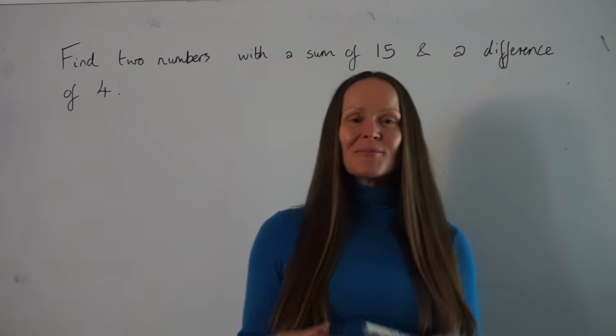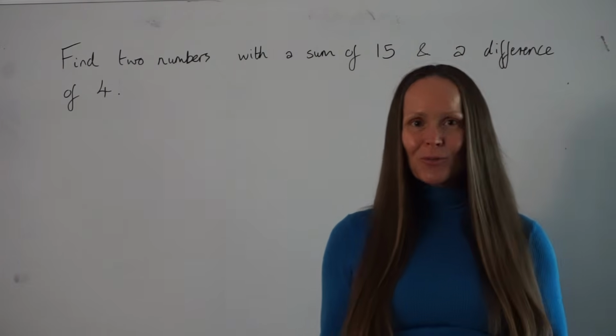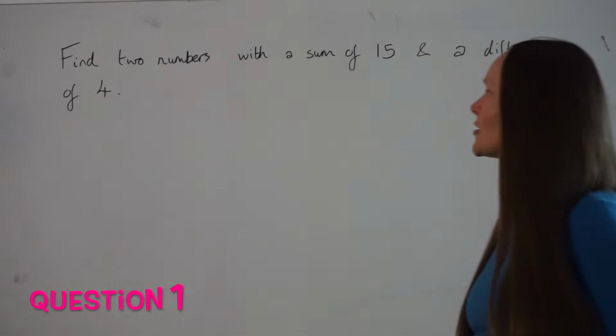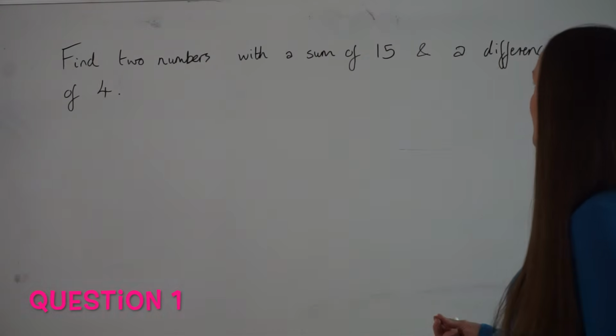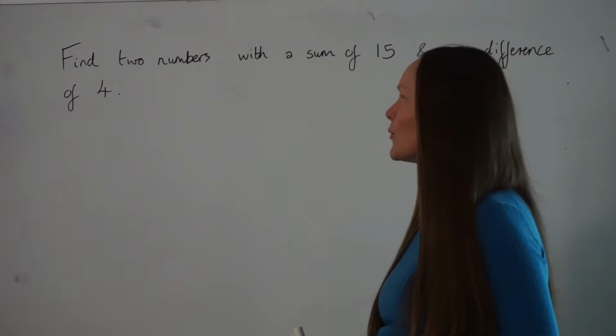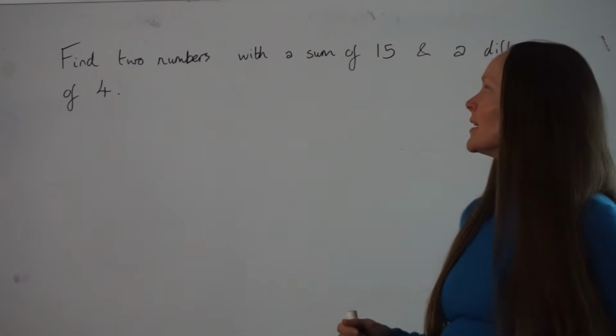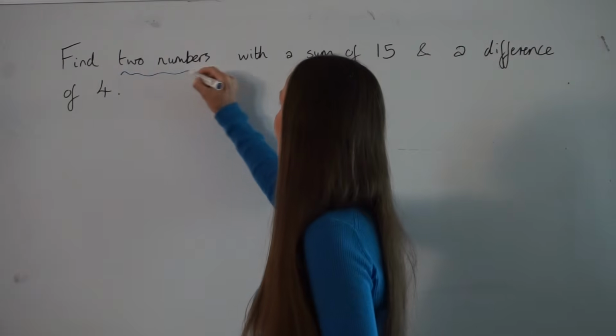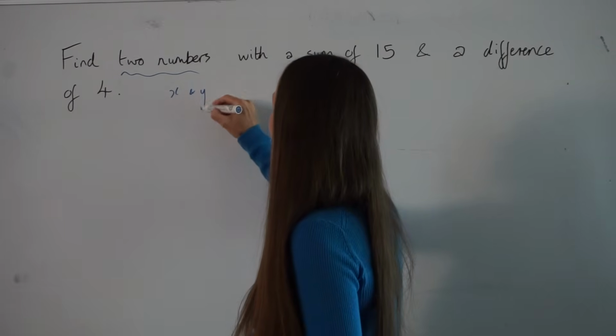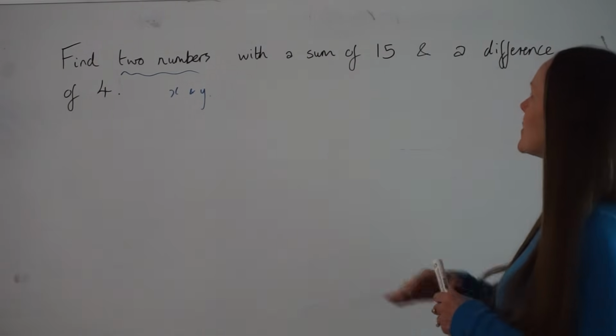I'll show you how we can use simultaneous equations to answer word problems. In the first question, it says find two numbers with a sum of 15 and a difference of 4. So let's start by calling these two numbers x and y. And to form our first equation, I'm going to use this information here.